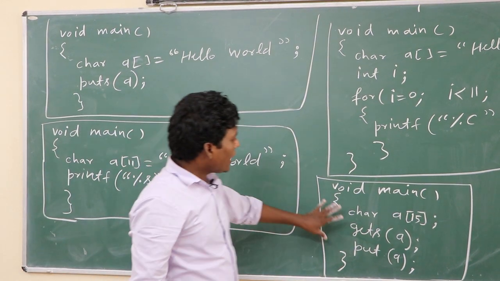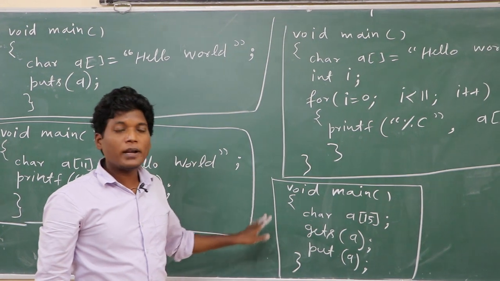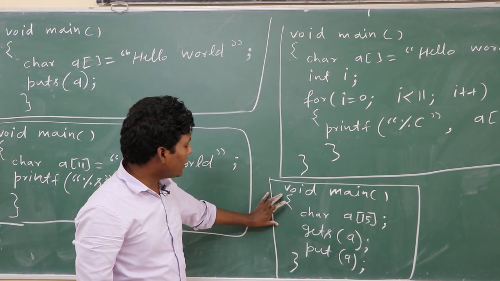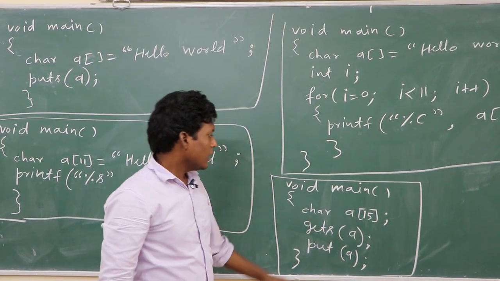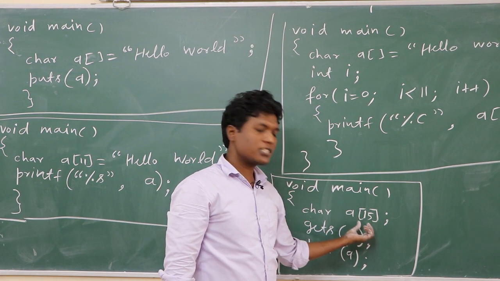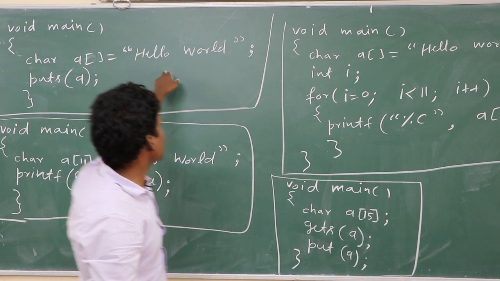Okay, this is another method. The problem is same, to print hello world, to print the string hello world. This is the fourth method. Okay, void main char a of 15. Class, here a string is just declared, not initialized. In all three programs, the string is initialized.